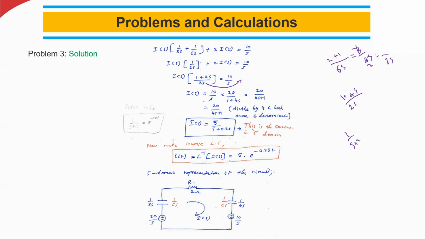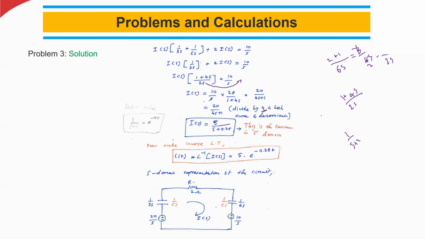So I have to make this 4s as s. For that, I need to divide the numerator and denominator by 4. So I can divide here. Then 20 divided by 4 becomes 5, 4s divided by 4 is s, and 1 divided by 4 is equal to 0.25.